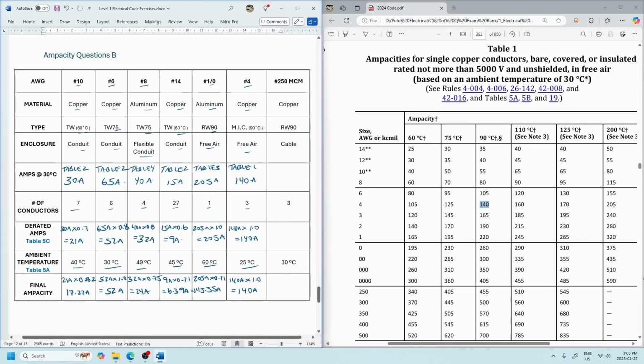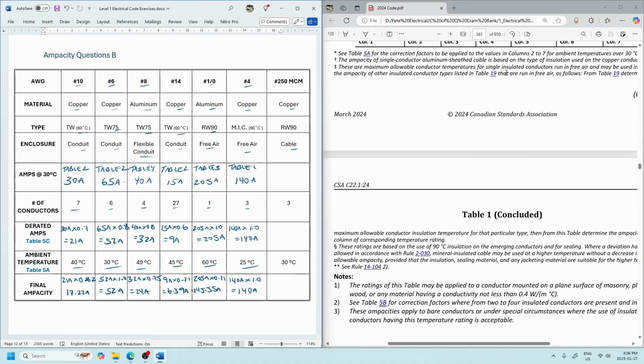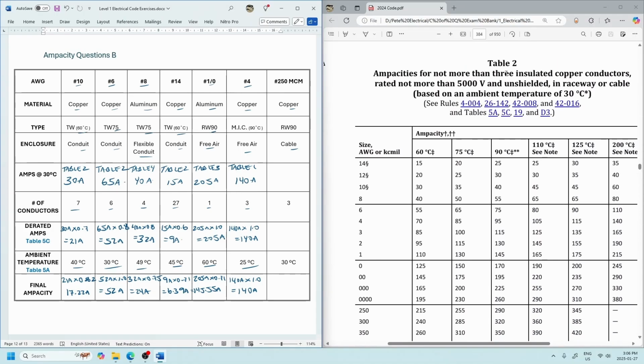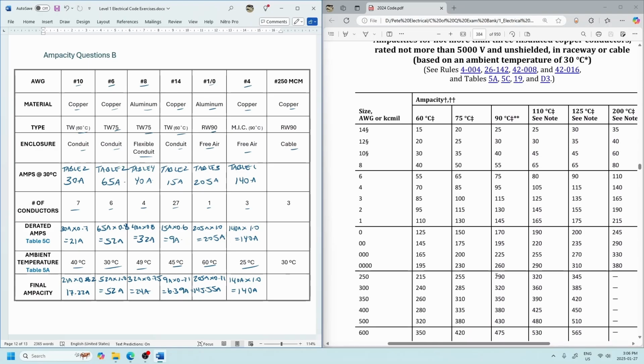Okay, guys, last one. Last one is copper in a cable. So copper in a cable is going to be table 2. Okay, we're in the 90 degree column because we're RW90. And we're looking for 250 kcmil or 250 MCM. So those guys are going to be good for 290 amps. Again, we're in table 2. Okay, there's 3 conductors there, so that 290 can remain at 100%.